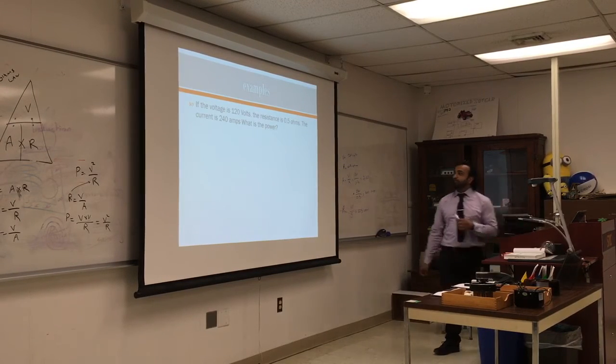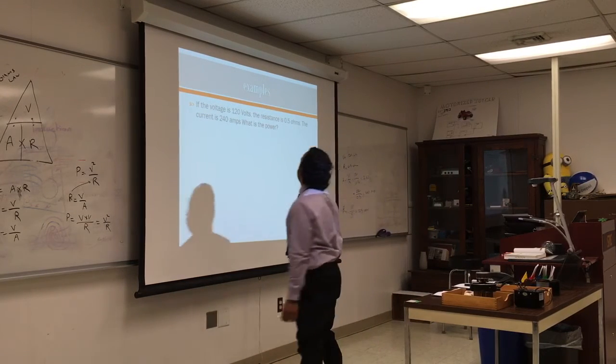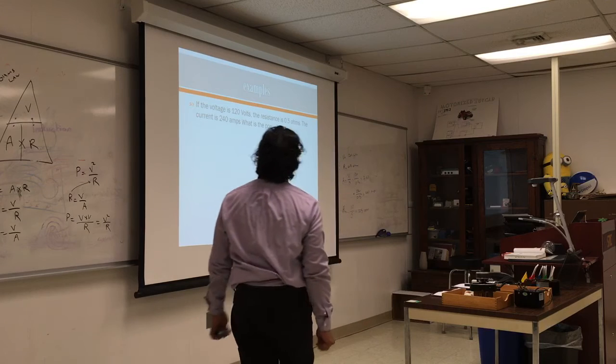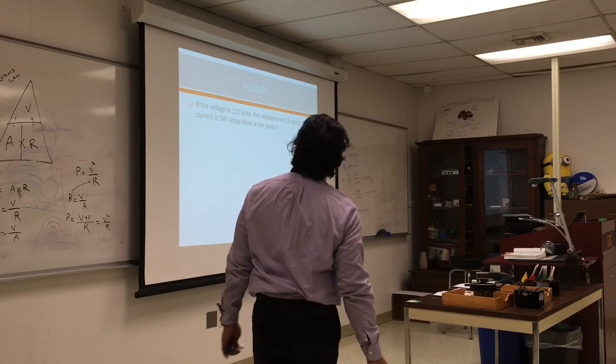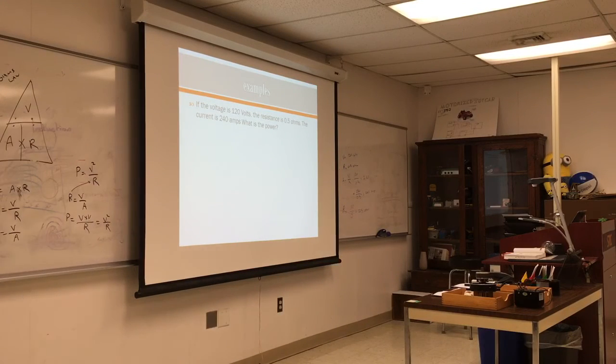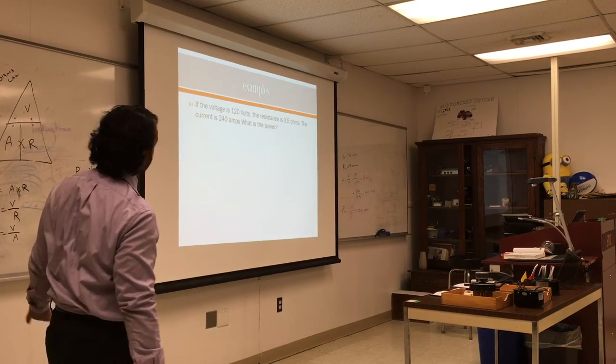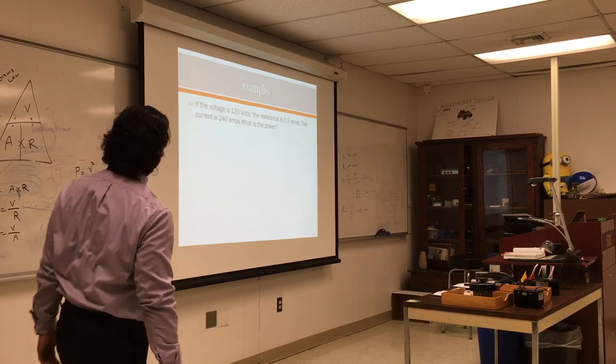More examples. If the voltage is 120 and the resistance is 0.5 and the current is 240, what is the power? So if I need the power, we'll go to the power law. I need voltage and amperage, right? Do I have the amperage? Yeah. Do I have the voltage? Okay, then I can find the power. Just multiply.